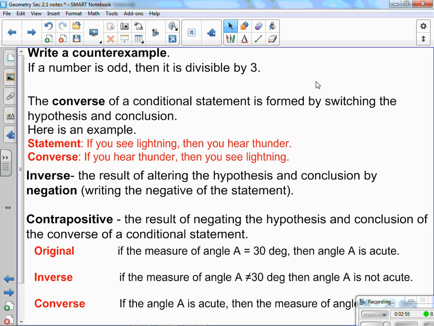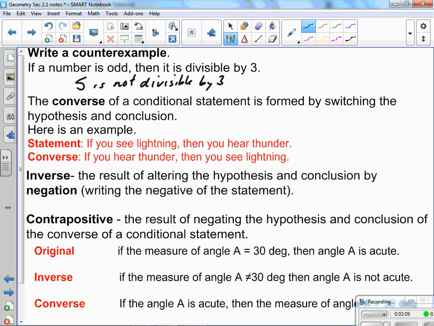So we could go with the number 5 and say 5 is not divisible by 3. And there's a whole multitude of other numbers we could pick from that would be odd and not divisible by 3. We do 11, we do 17, 23.